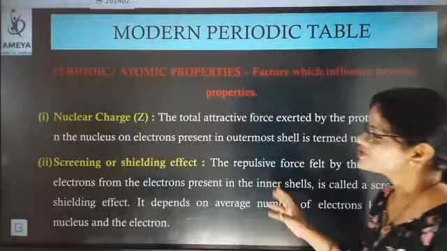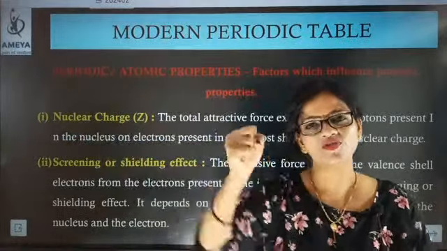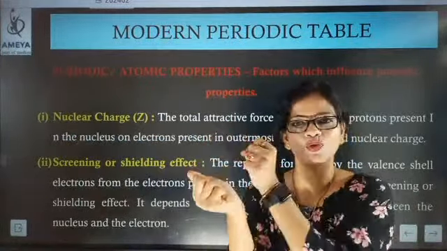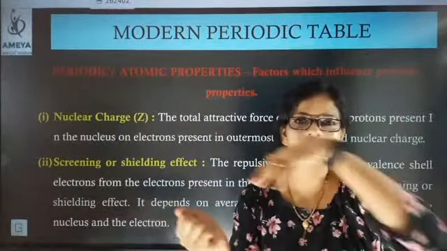So now look here. I hope the first point is clear to you. What is nuclear charge? From the nucleus, the proton is putting an attractive force on the electrons present in the extra nuclear part.